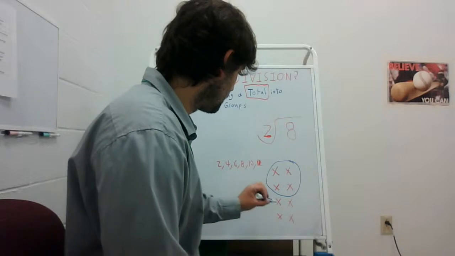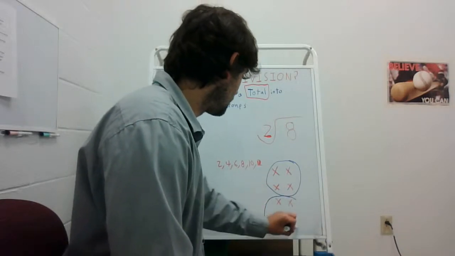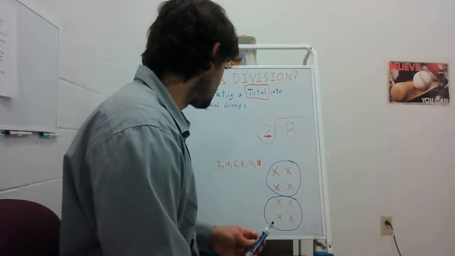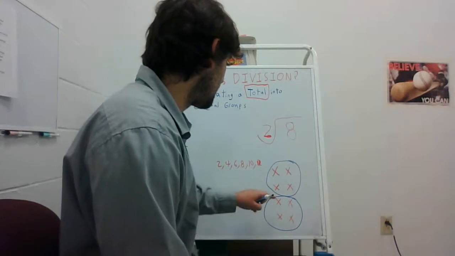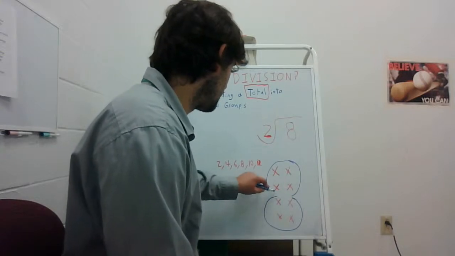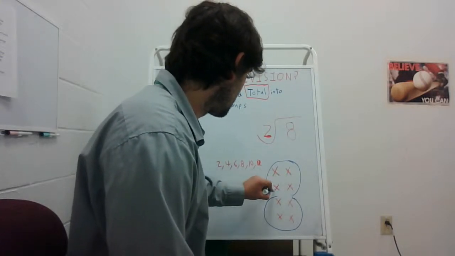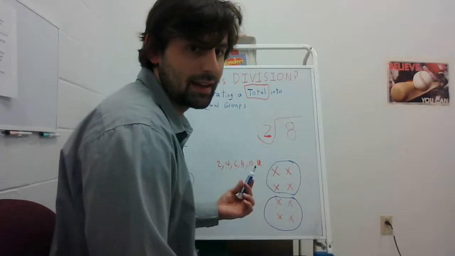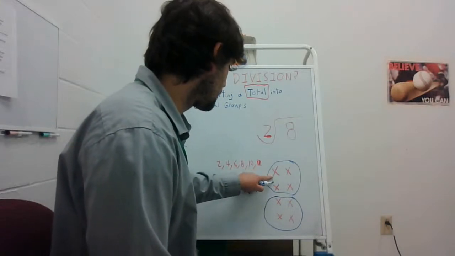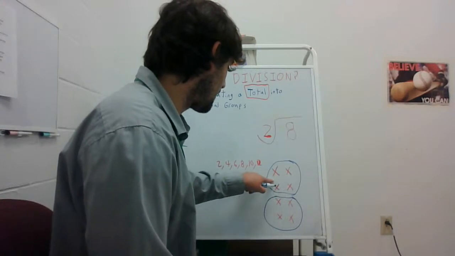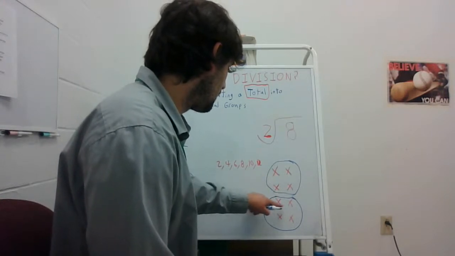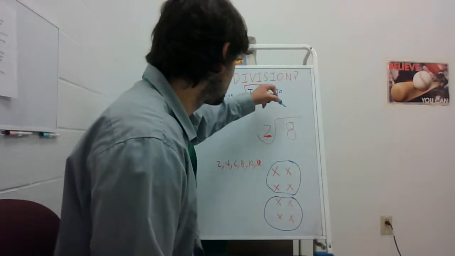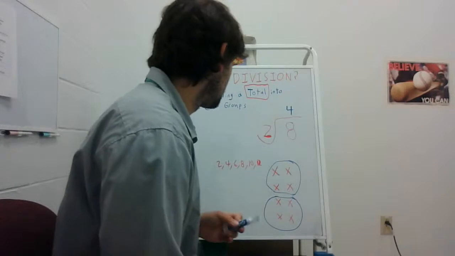So that's 1 group, 2 groups. So instead of finding the total, even though we have 8 total x's, now we got to find out how many x's are in each group. And it's got to be the same amount of x's in each group because we're dividing it into equal groups. So the first group, 1, 2, 3, 4. So there's 4 x's in group 1. 1, 2, 3, 4. There's 4 x's in group 2. So 8 divided by 2 equals 4.